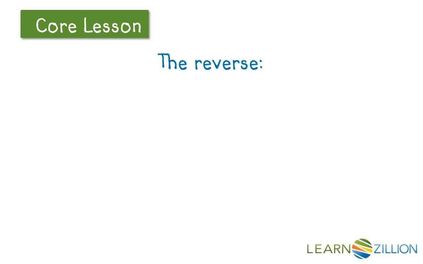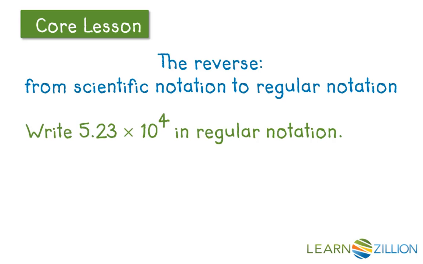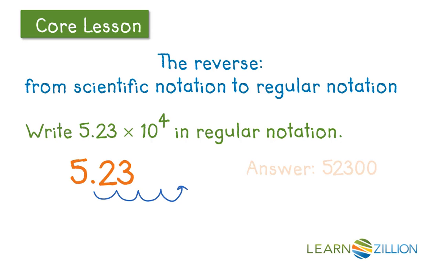We should also be sure we know how to do the reverse. In other words, starting in scientific notation and rewriting in regular notation. So here's a number that's in scientific notation. We take the 5.23, and since it says times 10 to the 4th, we're going to move the decimal point 4 places to the right. And the answer is 52,300.